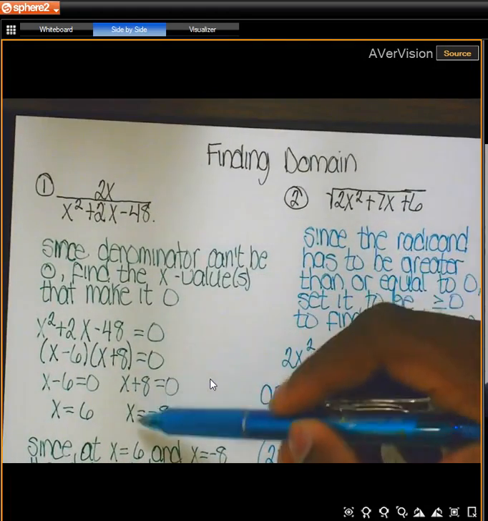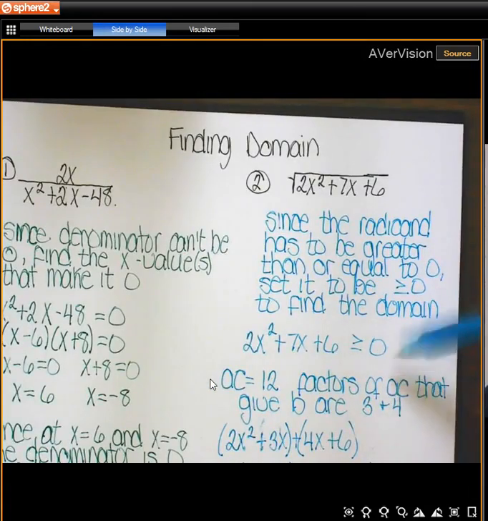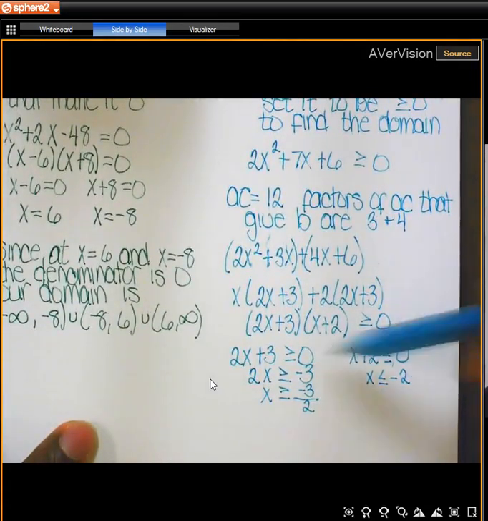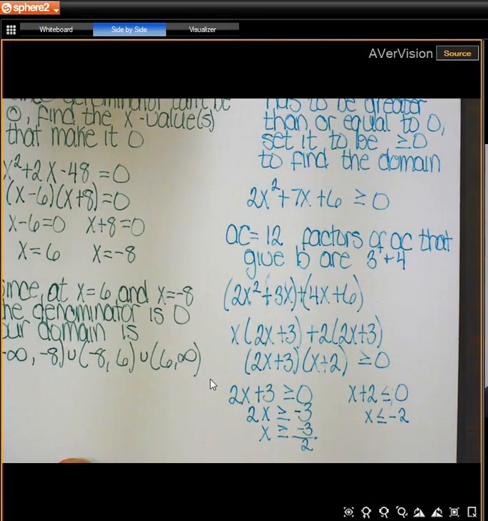So as opposed to this one we had to find where it didn't exist. But for this one, we were finding where it does exist. So we don't have to change anything when we write the domain. Any questions on that?